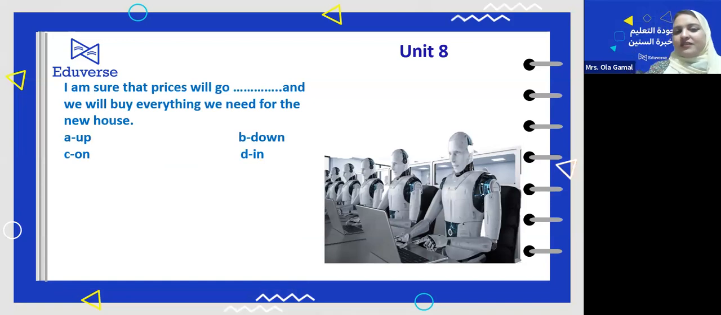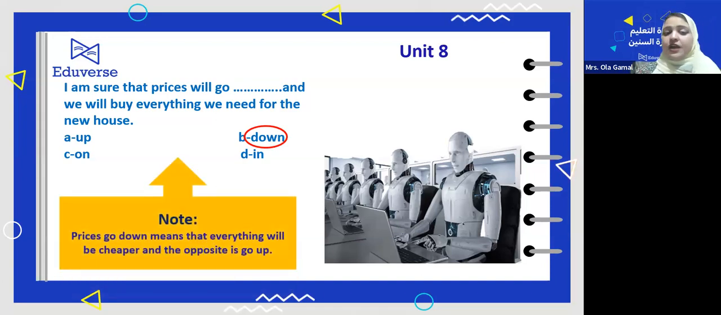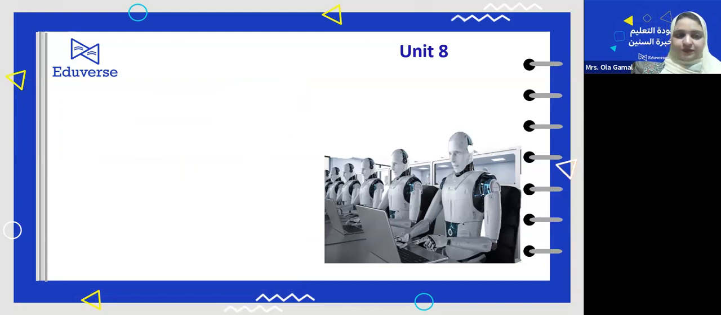Here, I'm sure that prices will go up and we will buy everything we need for the new house. We go up, down, on, and in. Yes, excellent. Prices will go down. This means that everything is going to be cheaper. And if the prices go up, it is the opposite, so this means that everything becomes expensive. Yes, excellent. If prices go down, everything will be cheaper, and the opposite, prices go up.